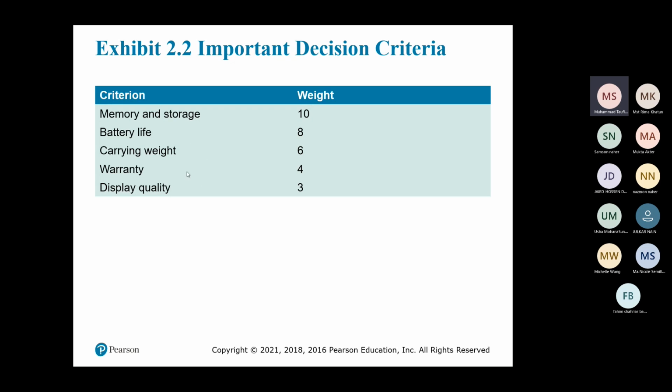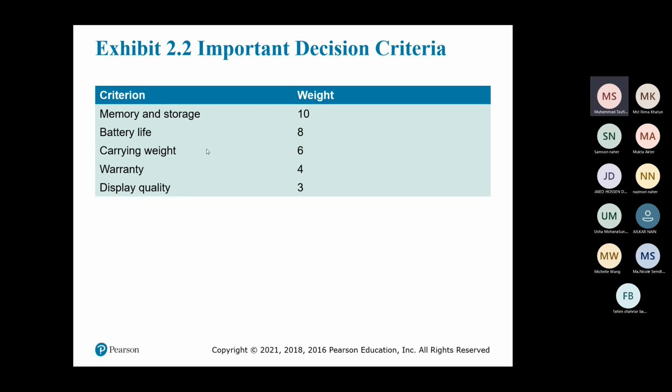You can use any scale that you want. You can also use a scale of 5. For example, memory and storage, the weightage is 5, the highest. Then battery life 4, carrying weight 3, warranty 2, and display quality 1. You can use any scale that you want depending on your choices. You just need to put the weightage on the most important criteria and go down until the least important criteria.